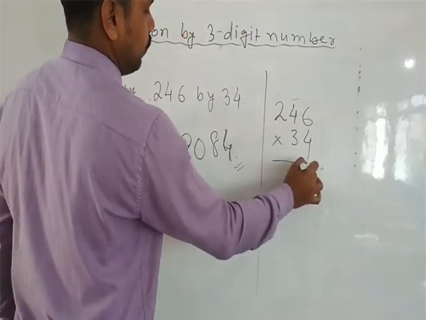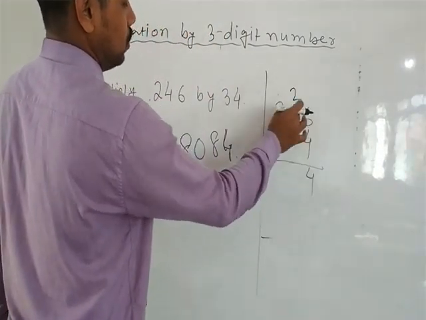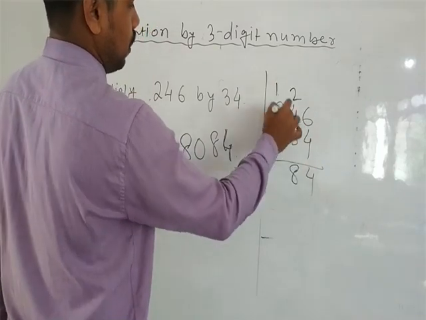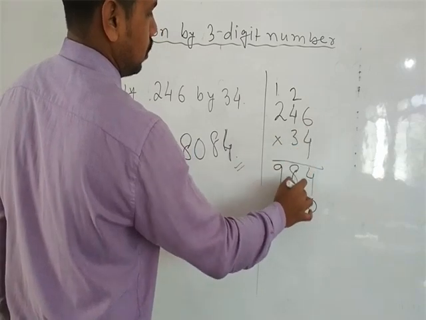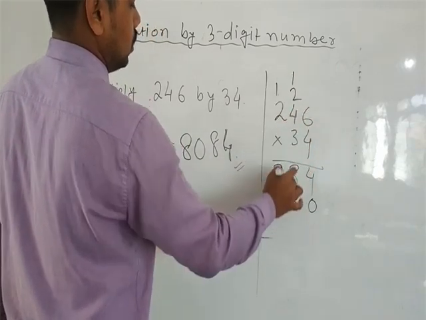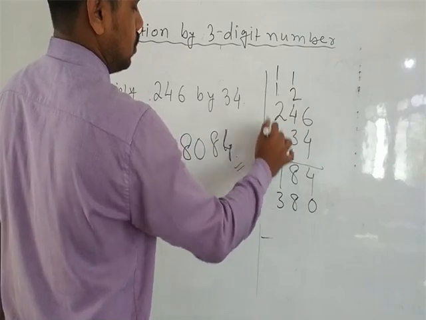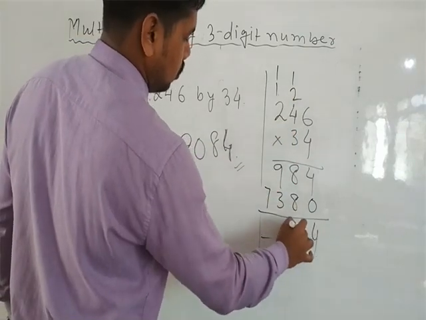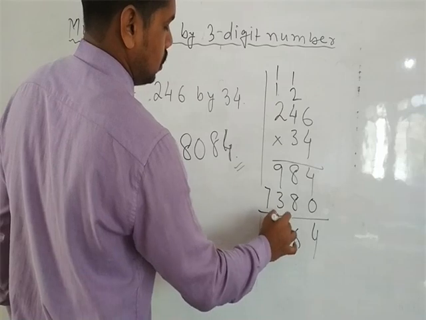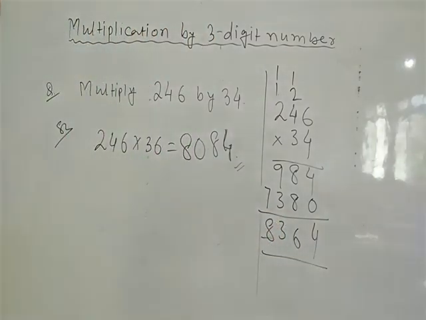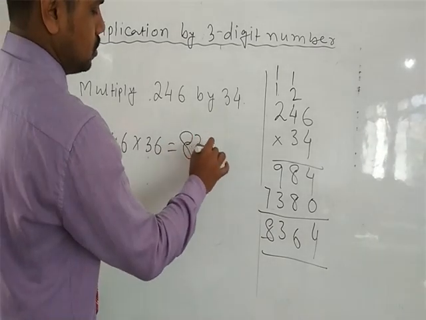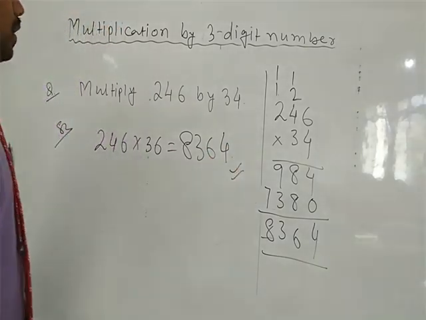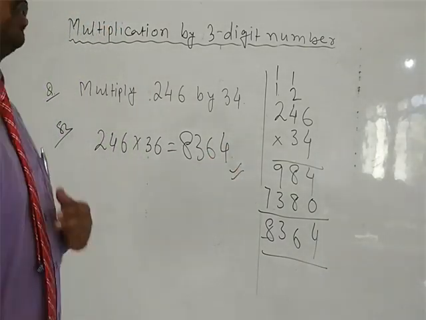So 24, 4, 2 carry. 16, 17, 18, 8, 1 carry. 9, 0. 8, 1 carry. 13, 1 carry. 7. So 4, 16, 13, 8, 8, 3, 6, 4, right? 8364. So 8364 will be the required answer. 8364. Okay. So this is how you can do the multiplication for 3-digit numbers.